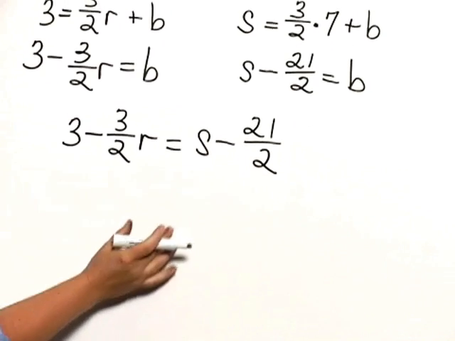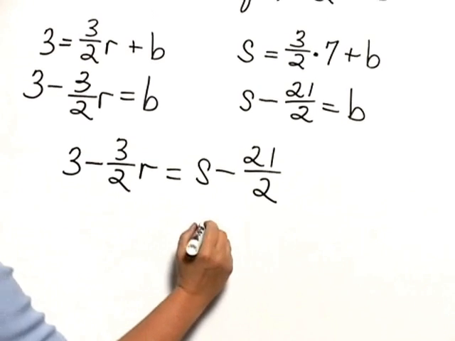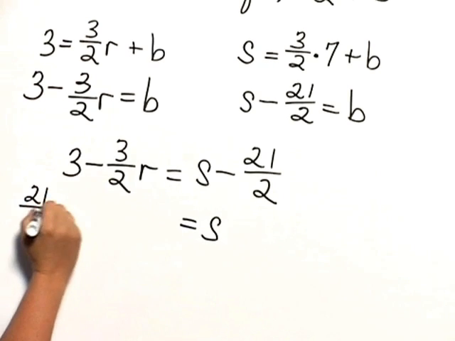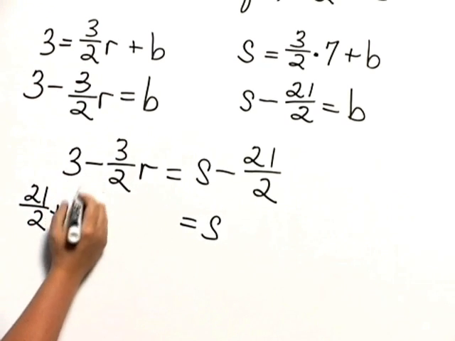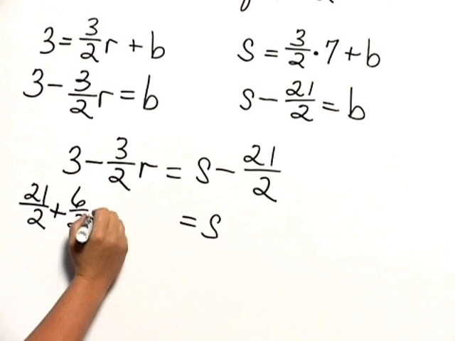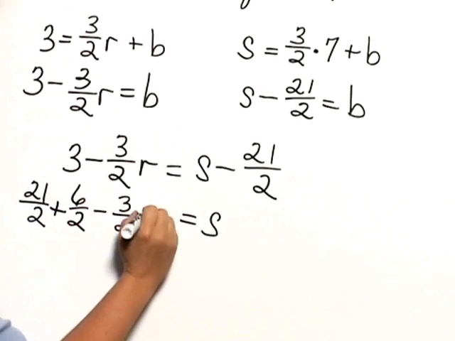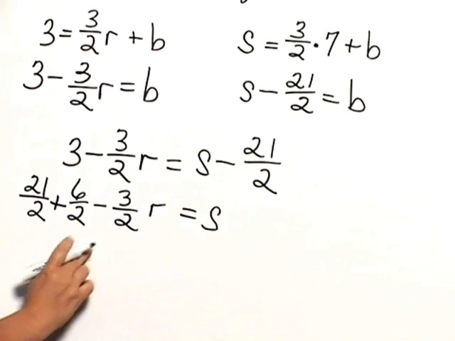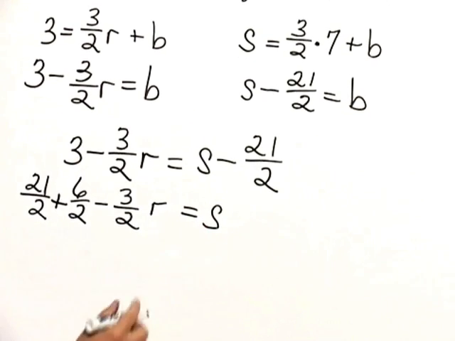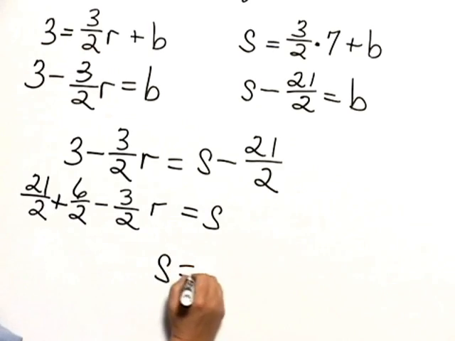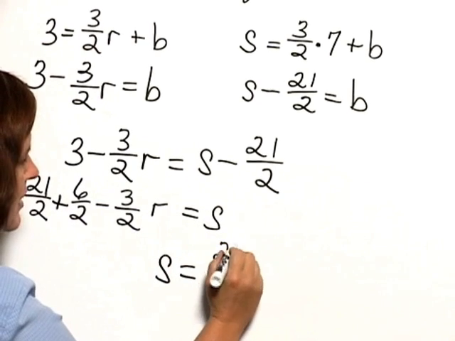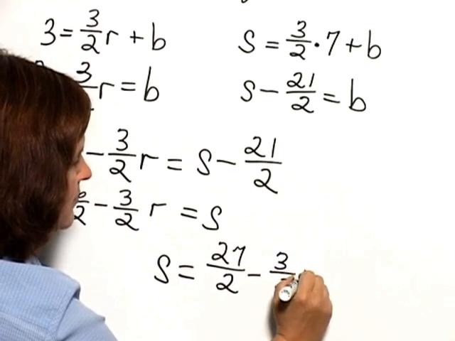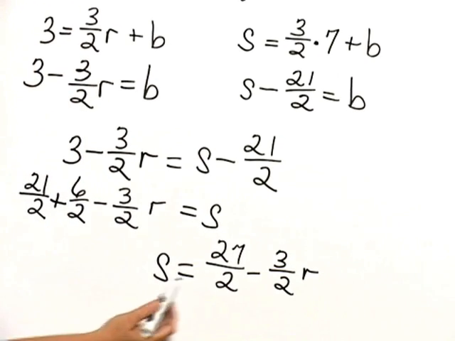If we add 21/2 to both sides, we would be solving for s. So we have s equals 21/2 plus 3, I'm going to write that as 6/2, minus 3/2 r. 21/2 plus 6/2 is 27/2. So let me rewrite this, the order, so it's clear. I would have s equals 27/2 minus 3/2 r. And now I've expressed s in terms of r.